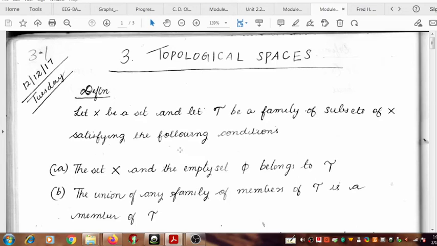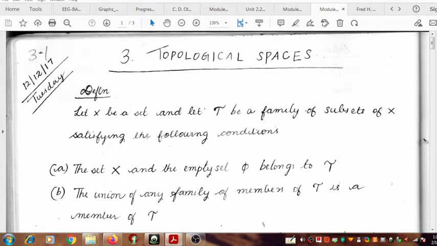Hello, welcome to a new video. And this video is on topological spaces. We will see the definition of topological spaces, and we will discuss some examples. Then we will go through some simple theorems.